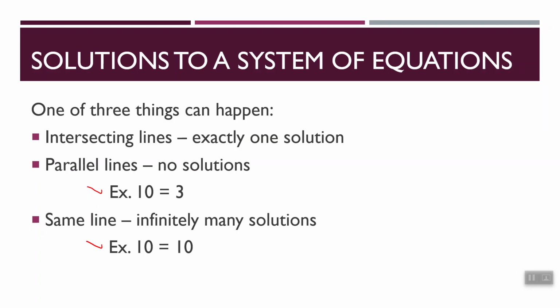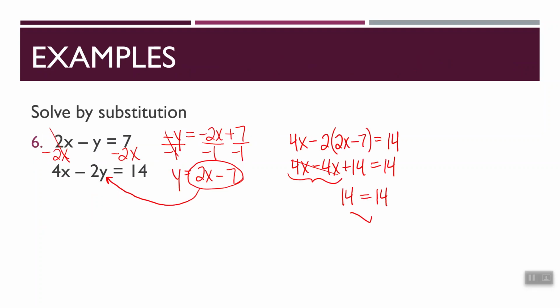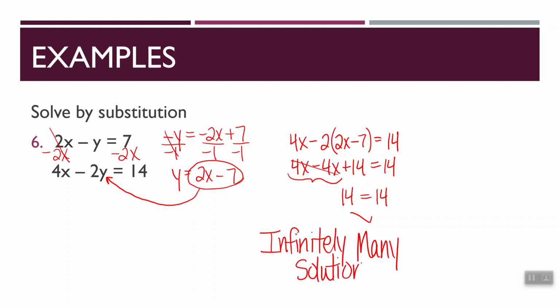Well, in this example, I have 14 equals 14. That is a true statement. And so these two equations, when graphed, would actually be the exact same line. So our answer here is infinitely many solutions. That's because every ordered pair on one line is also on the other line. So infinitely many solutions.